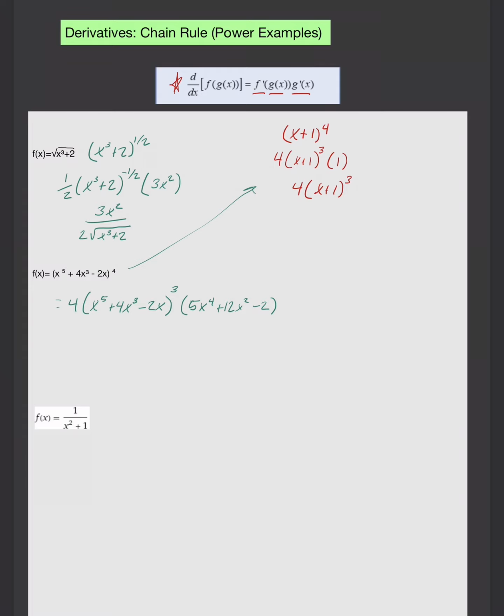And now for our last one, we're going to rewrite this one too so we can see the power rule with chain. So (x squared plus 1) to the negative 1, since we brought it to the numerator. That's what that'll equal.